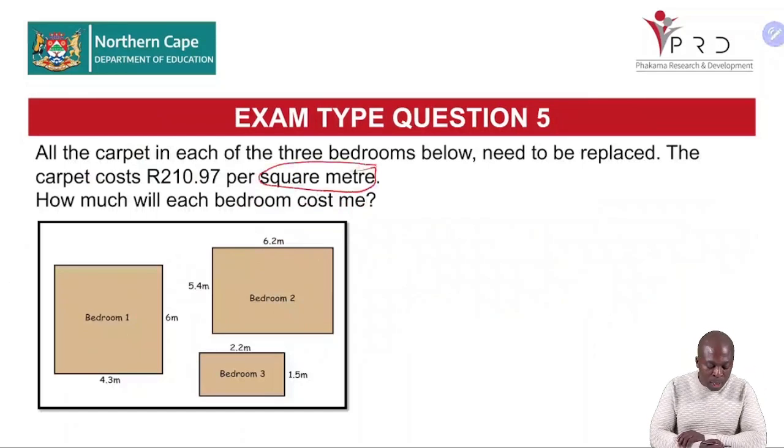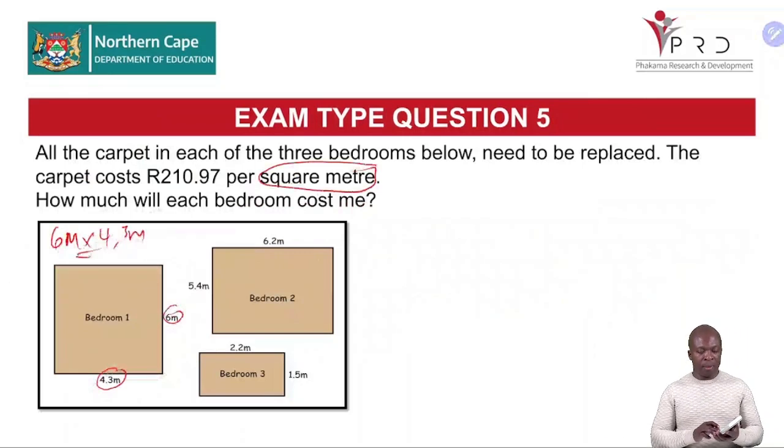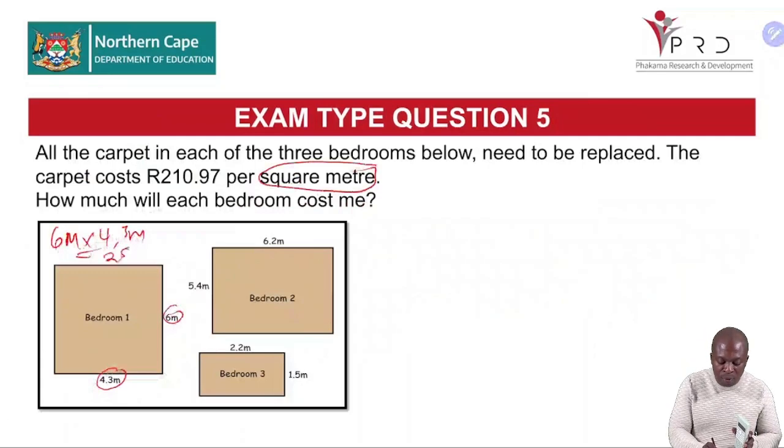So we have bedroom 1, the measurements are 4.3 meters and 6 meters. So we go and find it. How do you find area? Let's do it together. We are going to say 6 meters times 4.3 meters. Then you take a calculator and press. So let us press together. 6 times 4.3, that will give me 25.8. Don't round it up, just leave it like that. So you're going to get 25.8 meters squared.